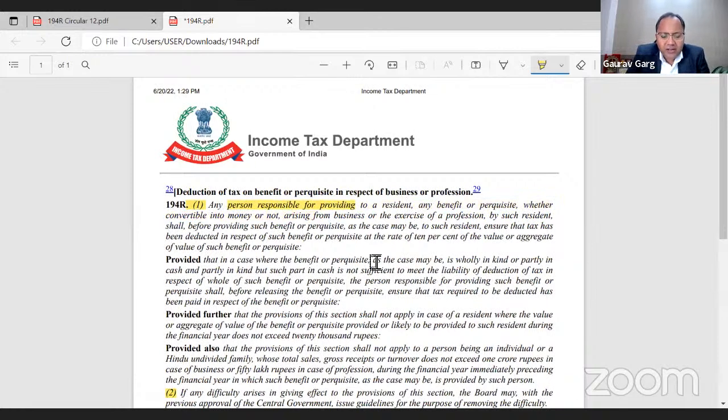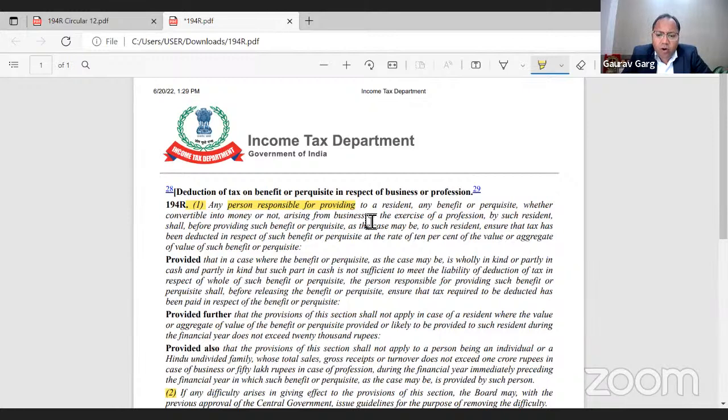So if you read section 194R subsection 1, it says any person responsible for providing to a resident. So one thing is clear that it is only applicable when we are giving benefit or perquisite to a resident. And if we are giving benefit or perquisite to a non-resident, then section 194R is not applicable. We might need to see section 195, but certainly section 194R is not applicable. Section 194R is only applicable when the recipient of benefit or perquisite is a resident.